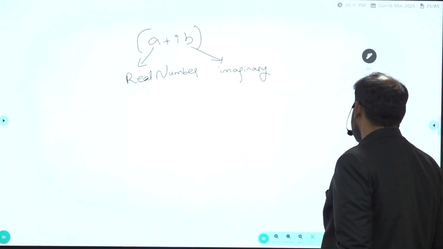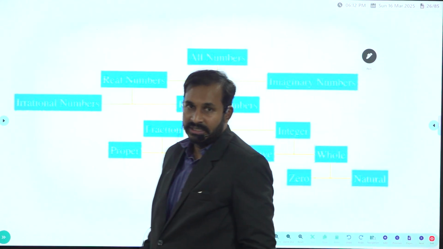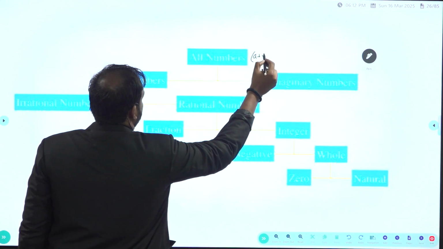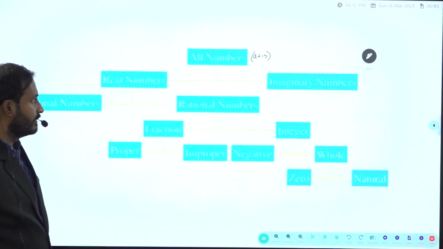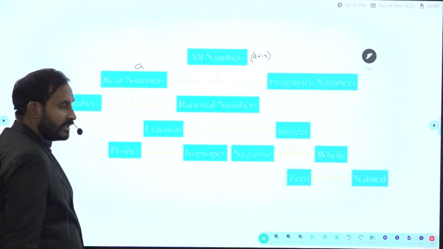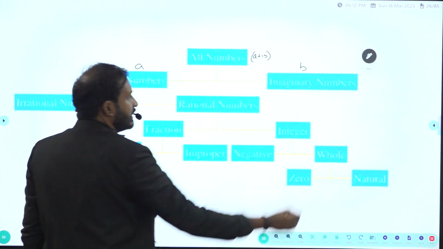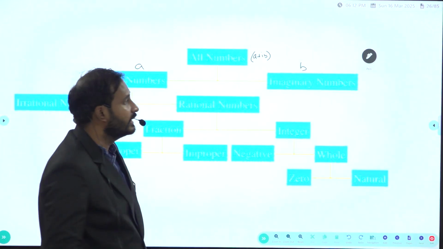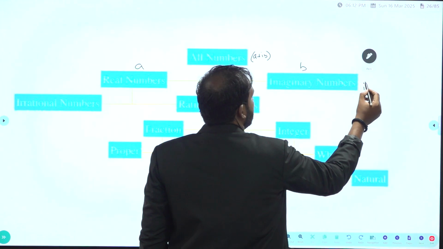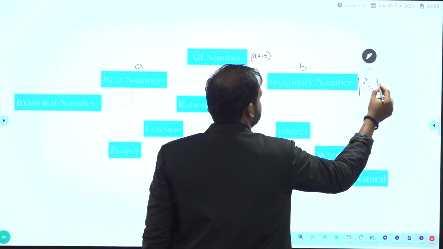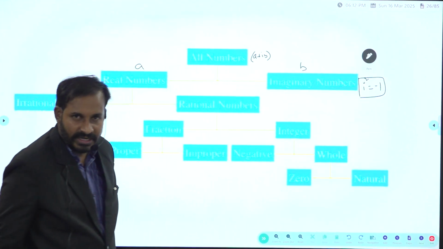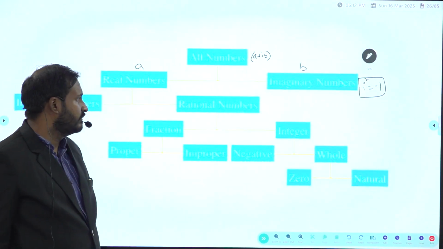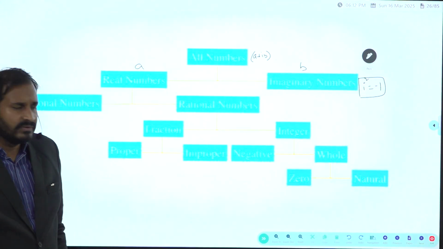So we will take the help of this. Now see here, the same thing: if a plus ib is a number, then a will be our real number and b will be the imaginary number. We will not learn much about imaginary numbers, but we should know one thing: i square is equal to minus 1. Apart from this, we don't require imaginary numbers.